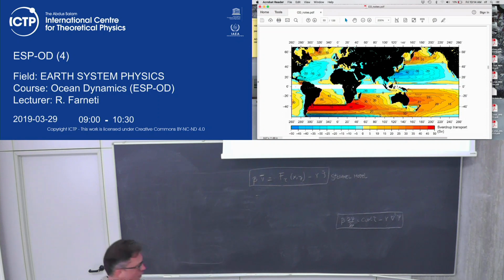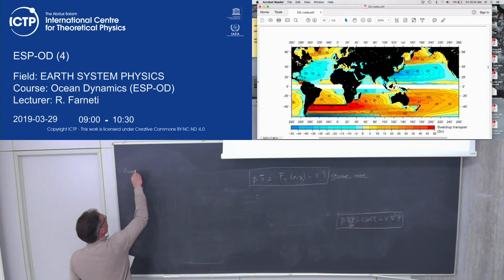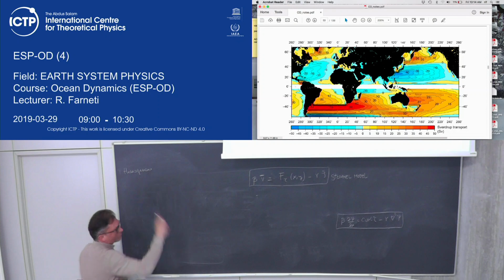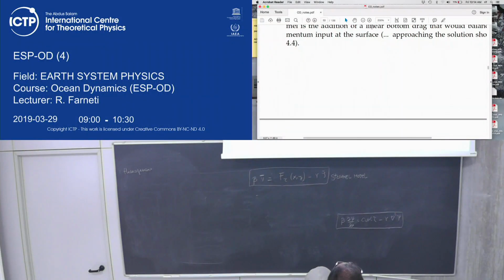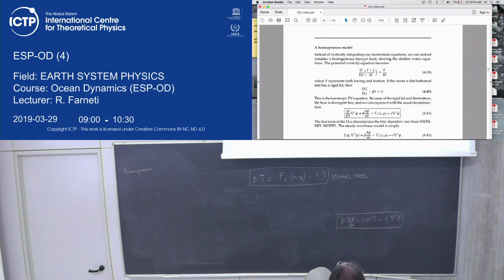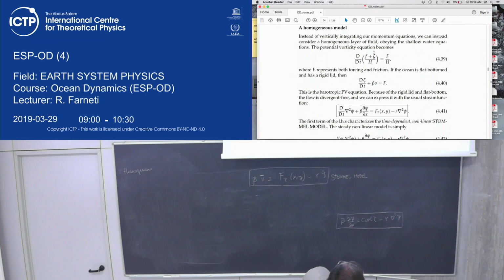So instead of working with the planetary geostrophic equations, remember we used a flat bottom ocean, a homogeneous ocean. So we could actually work with a homogeneous model. Well, I have 10 minutes, so I'll just show you this. We can just work with the homogeneous model instead of taking the planetary geostrophic equations and then vertically integrating them. We can just start with a homogeneous layer of fluid of depth h.